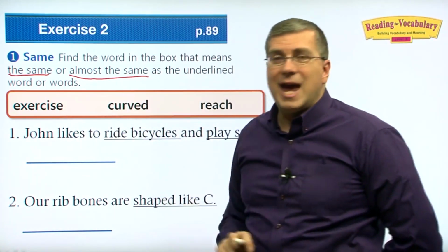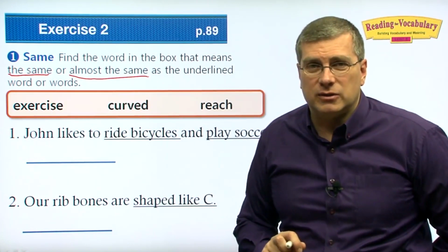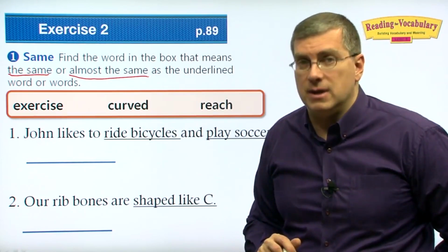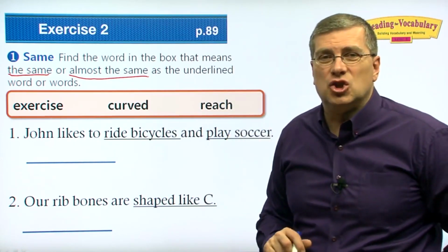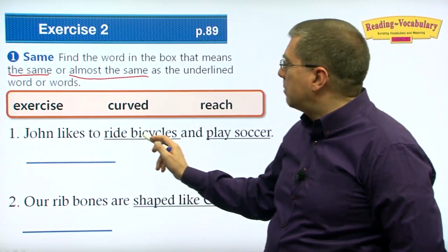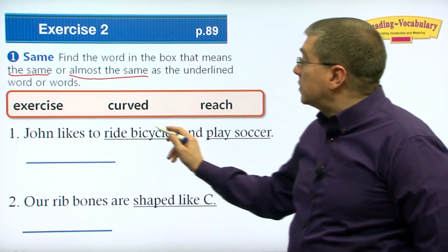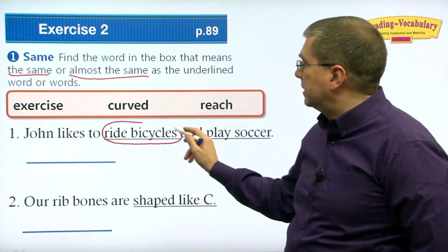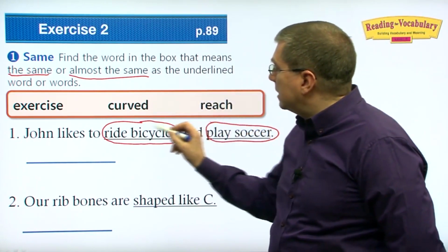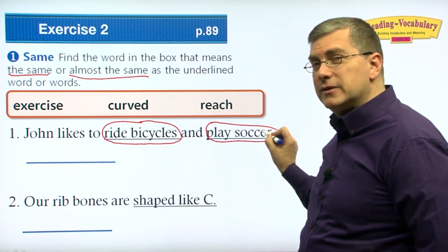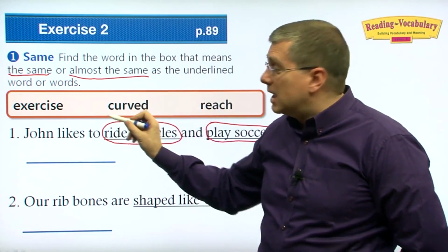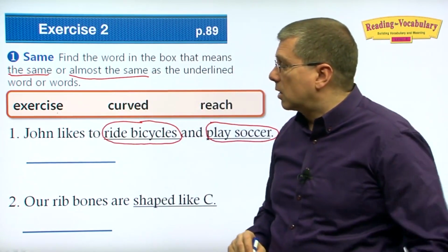Our words are first exercise, exercise. Next is curved, curved. And next one is reach, reach. Okay? Number one, John likes to ride bicycles and play soccer. So we have two parts of the sentence, two parts that are underlined. So what is riding bicycles and playing soccer? What are those things? What word is similar to those activities? If you guessed exercise, you are correct.